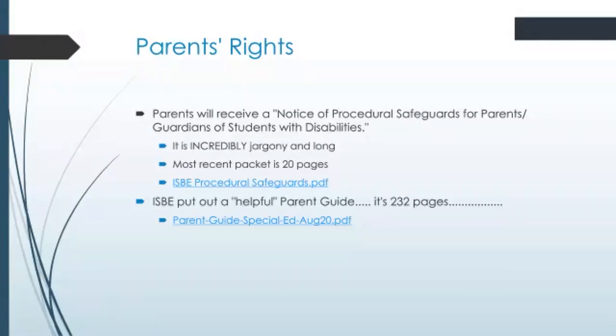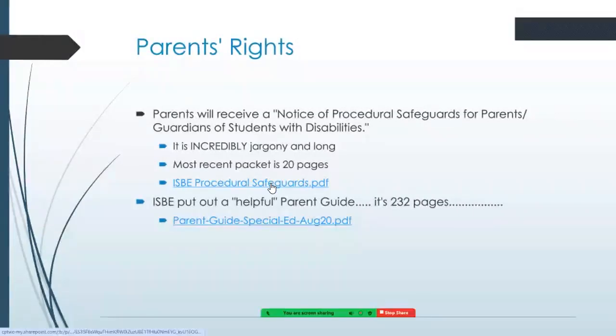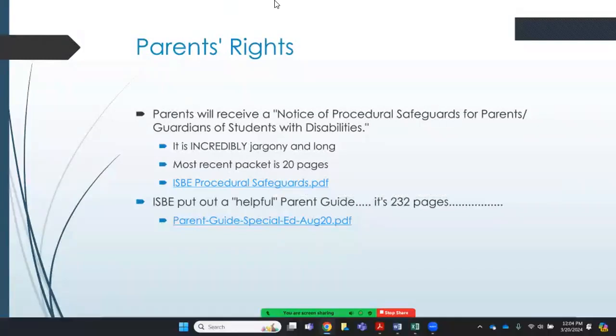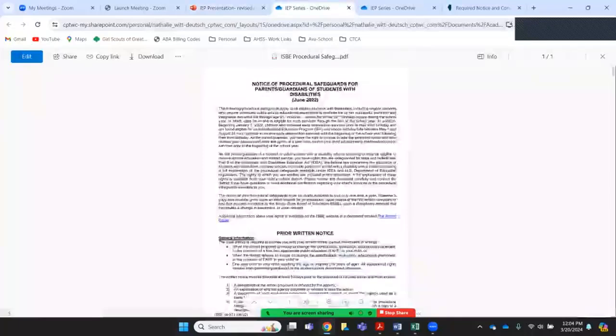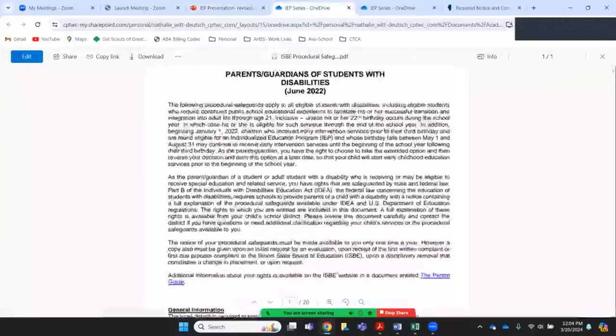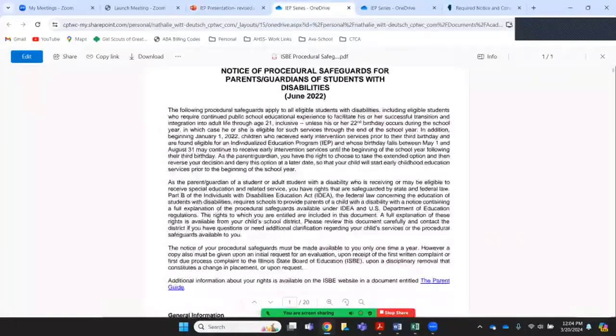And then they put out this helpful parent guide that is 232 pages to kind of explain your rights and your guides to the special education process for kids. So it's obviously not very helpful in terms of what that looks like. But for the procedural safeguards, like I said, every single time that you have an IEP, they should be giving this to you. You can always decline it and say, sorry, I've got like 50 million copies at home.